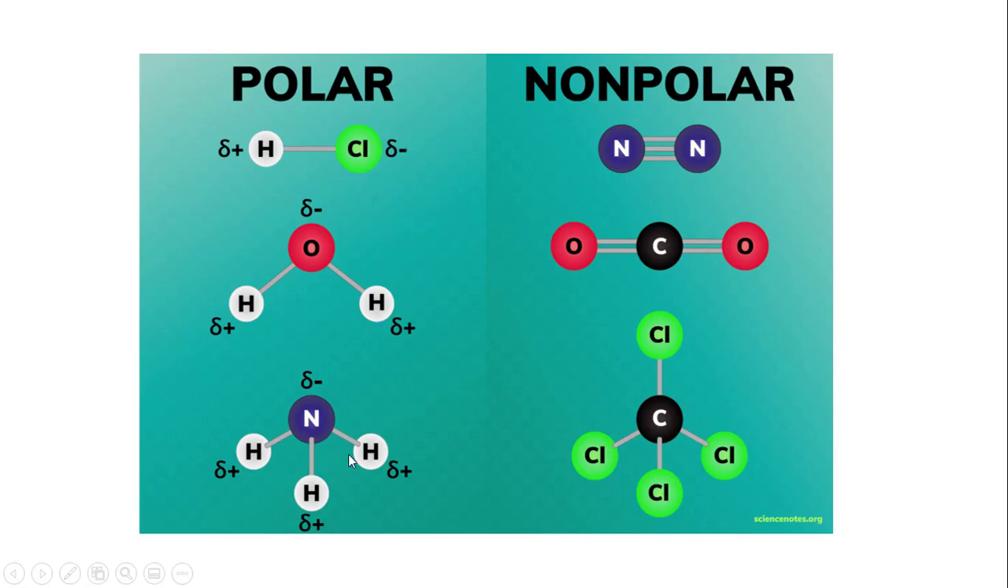So you can see that this actually has an electron lone pair on it. So it's pulling everything this way. These have two lone pairs. It's pulling. These have a lot of lone pairs around them. And then you have nonpolar, which as you see is very symmetrical and it will cancel out.